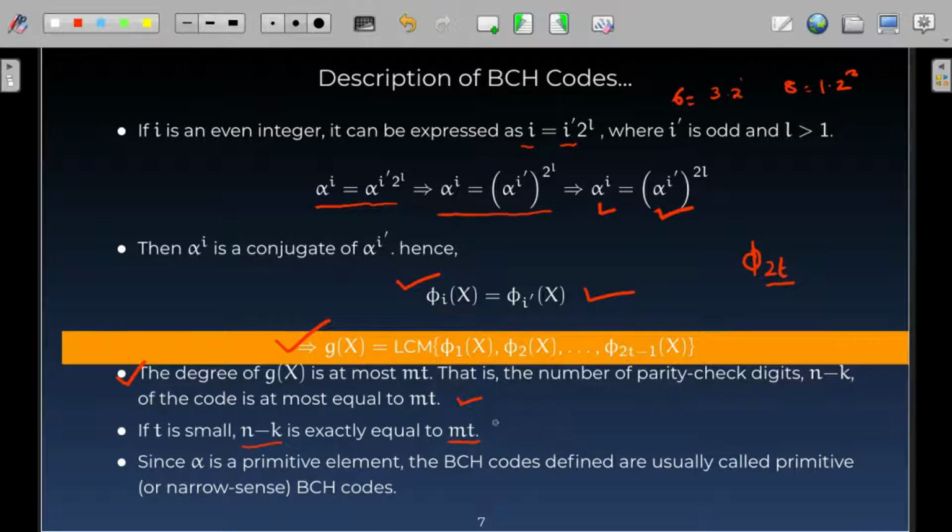Okay, if t is very small. Since alpha is a primitive element, the BCH codes defined are usually called primitive or narrow sense BCH codes.